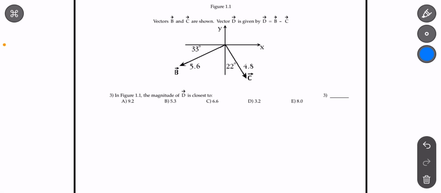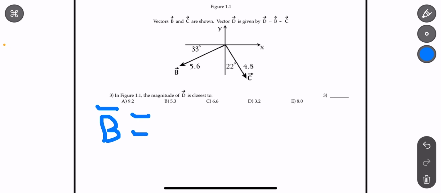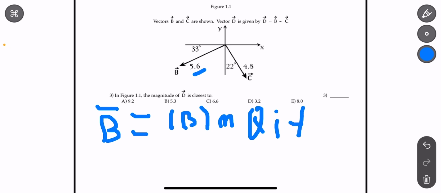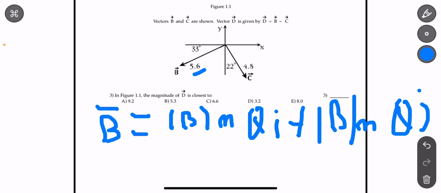In this problem, we're looking for D is equal to B minus C vectors, right? And the way we're going to be able to solve this is by using this equation. B vector will be equal to B component, which is going to be the 5.6 here, which is the magnitude, theta of I, plus B magnitude, theta of J.